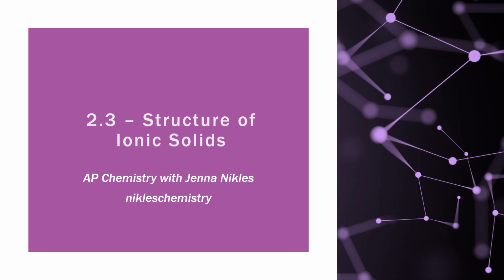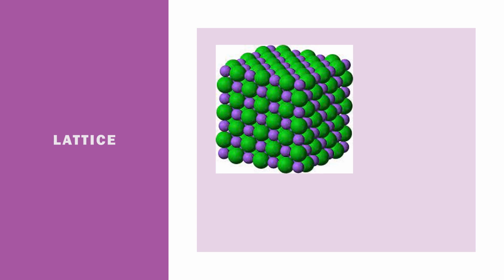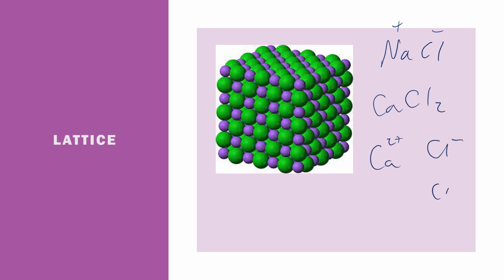So today we're going to talk about the structure of ionic solids. So here's a 3D image of a lattice of an ionic compound. You can tell that this is probably an ionic compound that has a 1-to-1 ratio, something like sodium chloride, where you have one sodium ion for every one chloride ion. It would be a slightly different structure if you had something like calcium chloride, where you have one calcium ion for every 2 chloride ions. You'd see a slightly different structure.